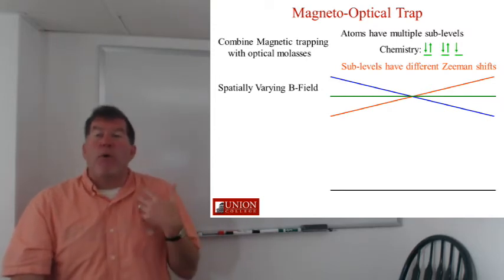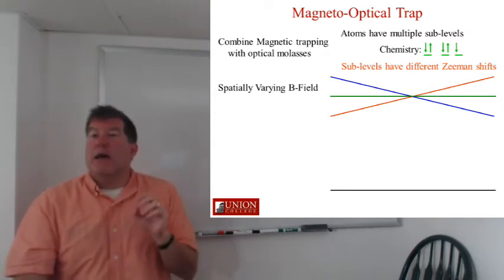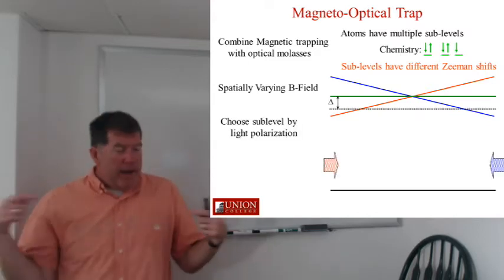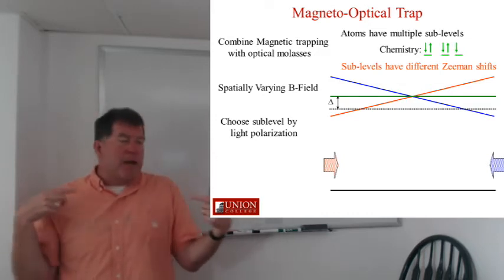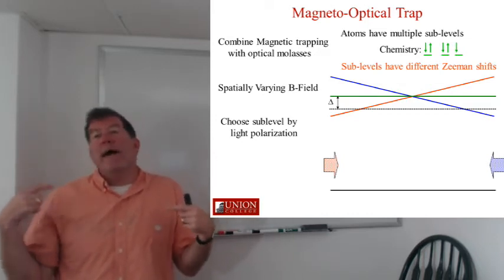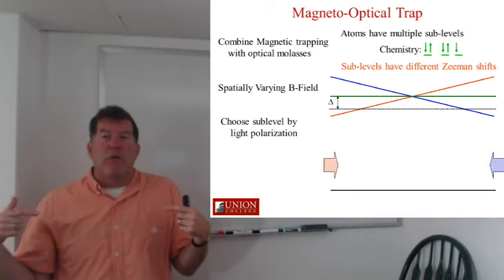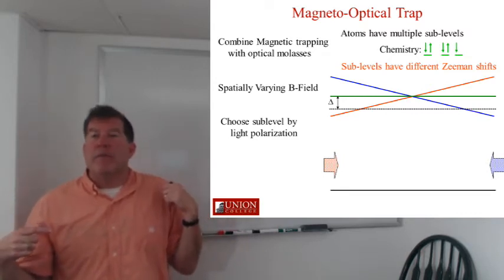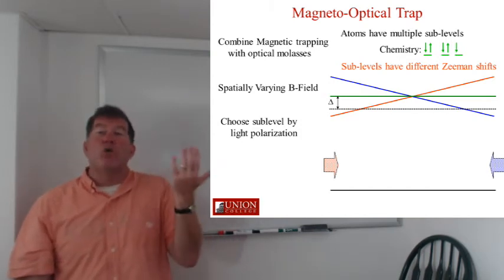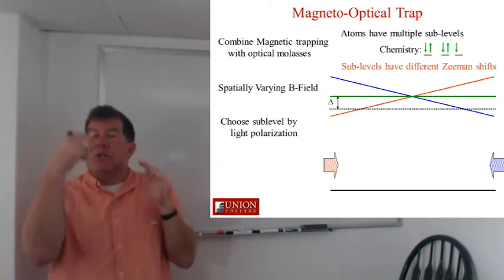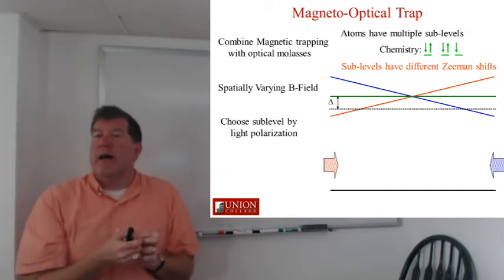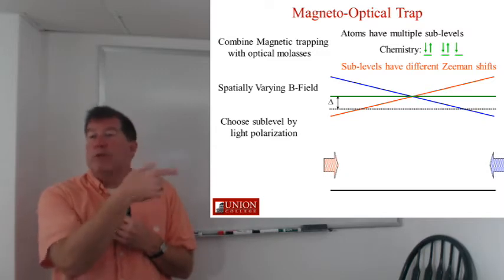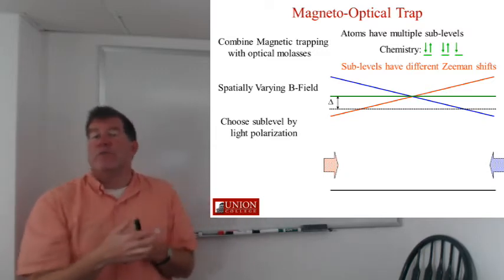Then I can use the polarization of light to pick which sublevel I excite the atoms to. So I take my pair of counterpropagating laser beams, but I make one of them polarized one way and the other polarized the opposite way. And when I do that, then the red laser that's coming in from the left here will excite atoms only to the red sublevel that's going down in energy as you move out to the left. The blue laser coming in from the right, on the other hand, will excite atoms only to the blue sublevel, which is coming down in energy as you move to the right.